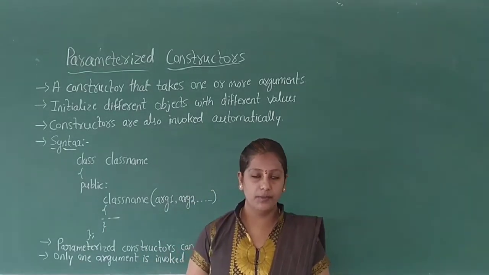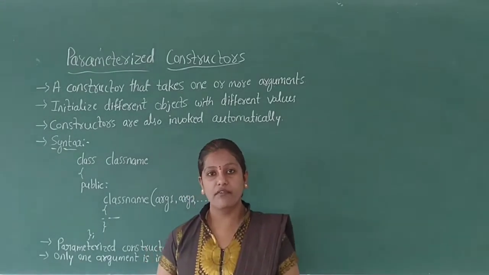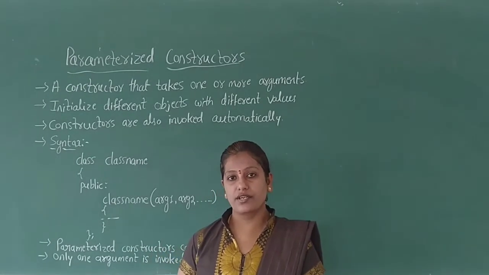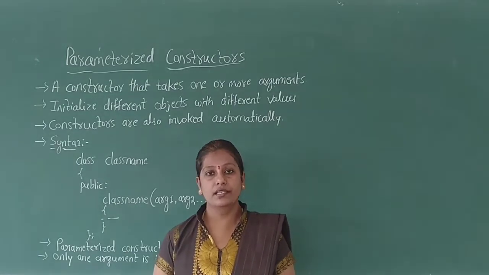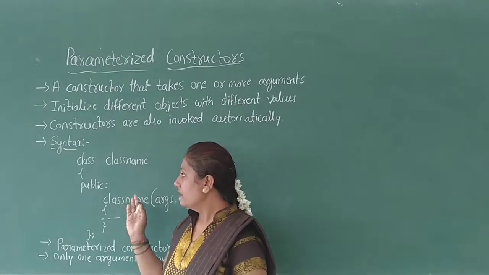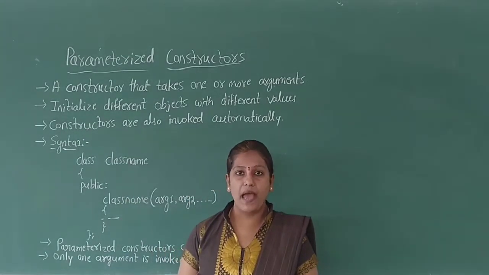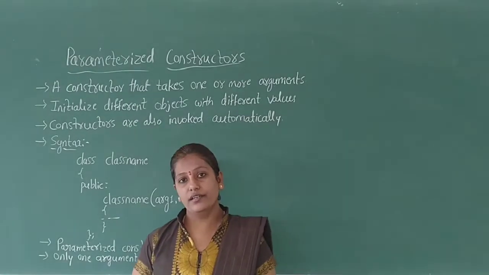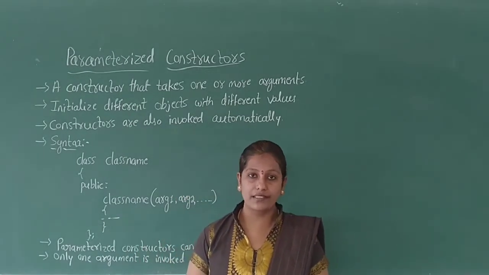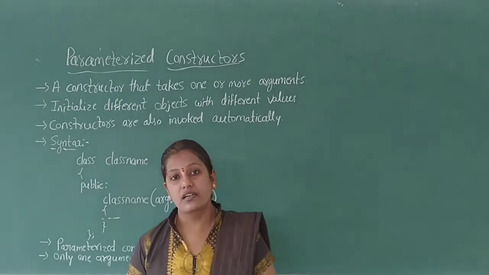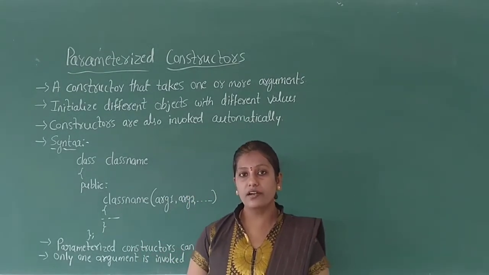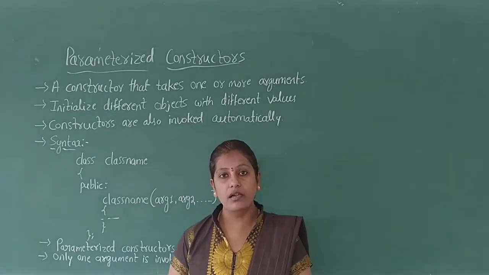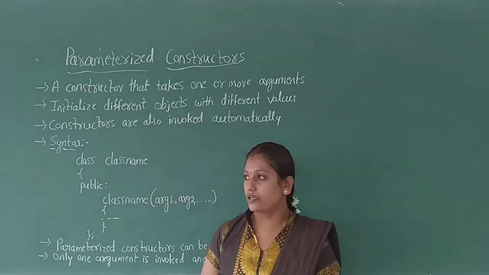Hello students, in previous classes we have learned about the default constructor, its declaration, and how it is used in a program. In today's class we will learn the parameterized constructor. There is a second type of constructor. A constructor that takes one or more arguments is called a parameterized constructor. That means a constructor declared with one or more arguments is called a parameterized constructor.